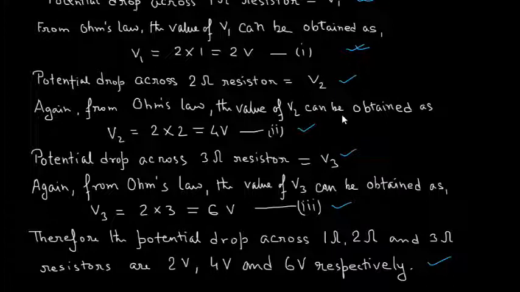Potential drop across 2 ohm resistor is V2. Again, from Ohm's law, the value of V2 can be obtained as V2 is equal to 2 into 2, that is 4 volt. Potential drop across 3 ohm resistor is equal to V3. Again, from Ohm's law, the value of V3 can be obtained as V3 is equal to 2 into 6.